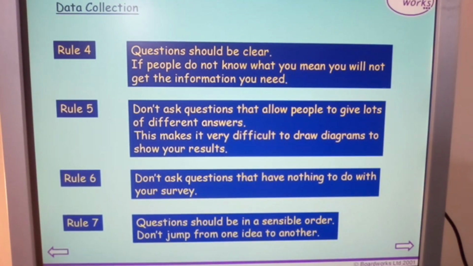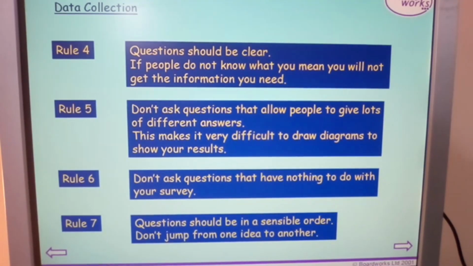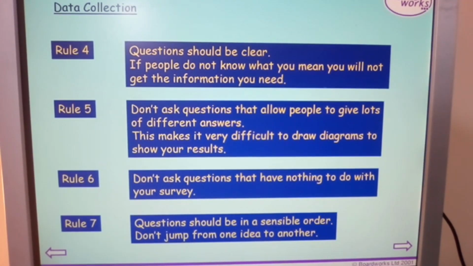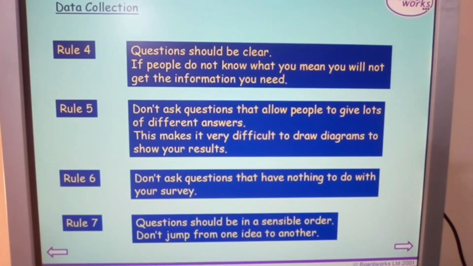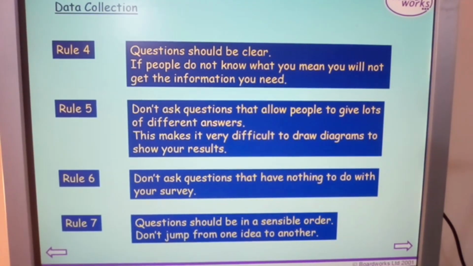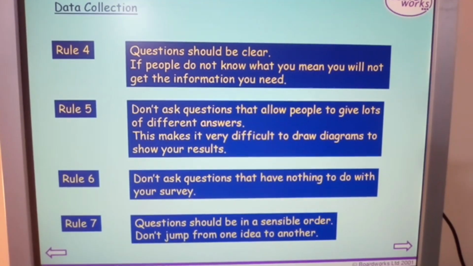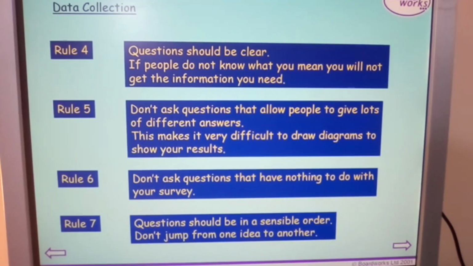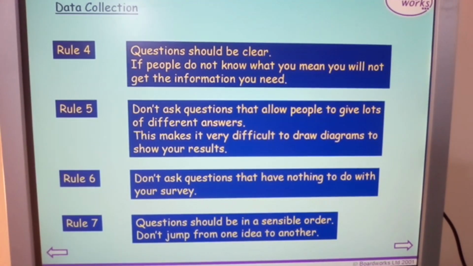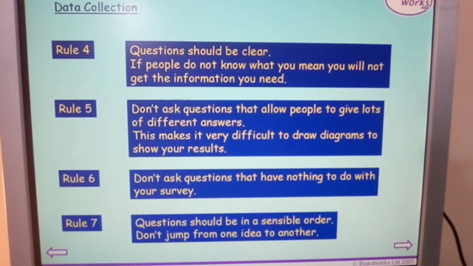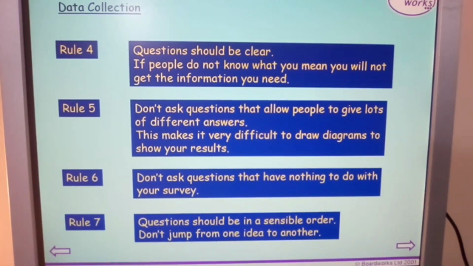Data collection. Rule 4. Questions should be clear. If people do not know what you mean, you will not get the information you need. Rule 5. Don't ask questions that allow people to give lots of different answers. This makes it very difficult to draw diagrams to show your results. Rule 6. Don't ask questions that have nothing to do with your survey. Rule 7. Questions should be in a sensible order. Don't jump from one idea to another.